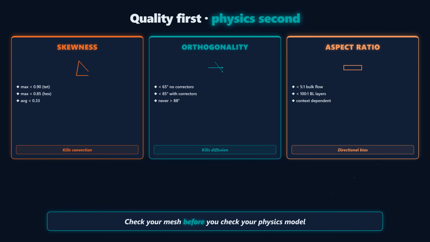Aspect ratio measures cell elongation, harmful in isotropic regions, but perfectly correct in boundary layers where the physics demands anisotropic resolution. Every one of these metrics affects a different part of the discretization, and they compound near geometric singularities. The takeaway is simple: check your mesh before you check your physics model, because if the mesh is wrong, everything downstream is wrong too.